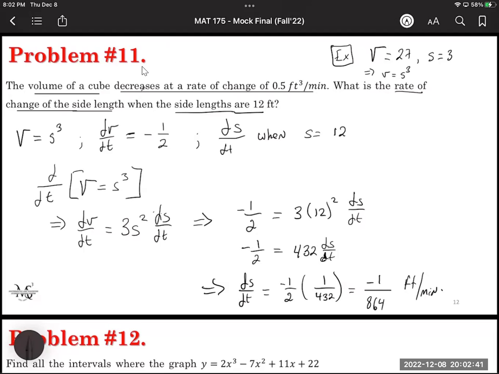So if it would have said the volume of the cube is increasing, it would just have been 1 over 2. Yeah, it would have been a positive 1 over 2. Yep. And that goes for any number, correct? Yeah, that would have held for any number. If it says decreases, it's negative. If it's increases, positive. Got you.